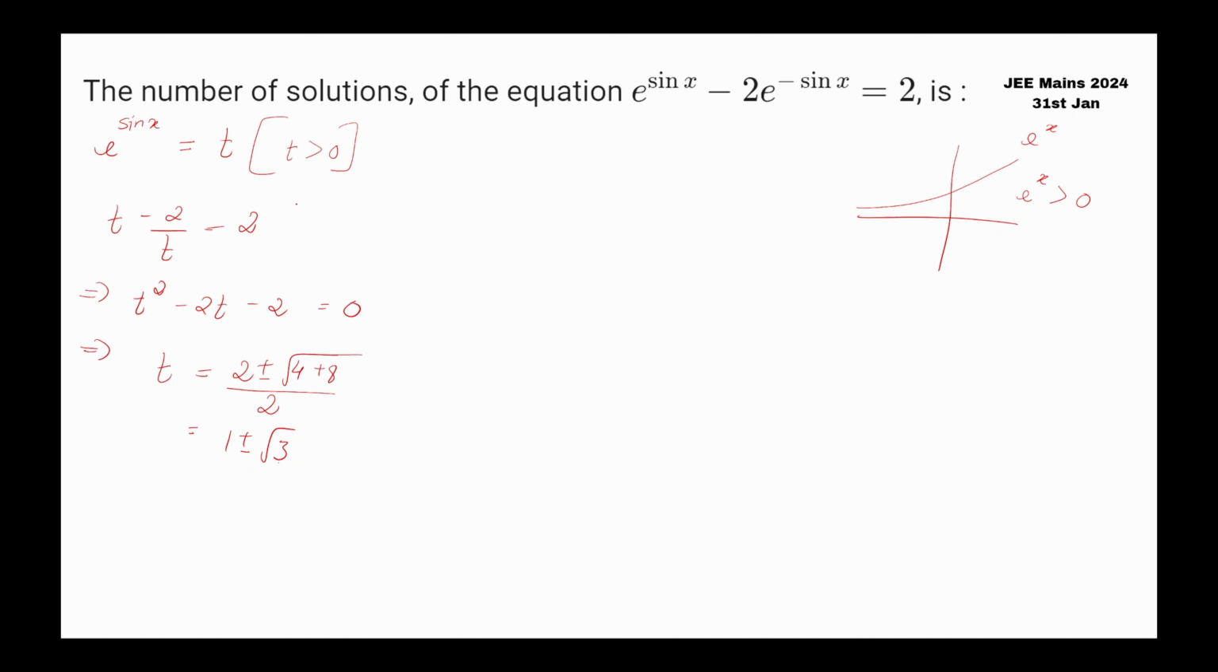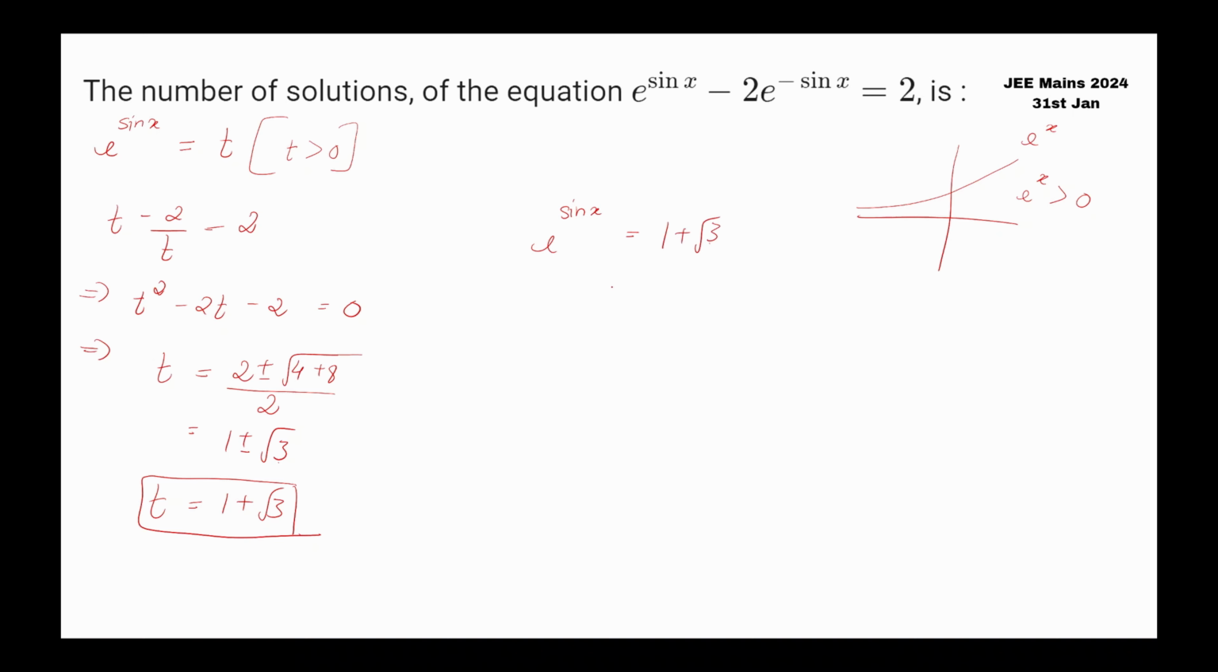Now of course I know that t always has to be greater than 0, and root 3's value is 1.732, something like that. Since it is greater than 1, I cannot take the value 1 minus root 3. It would become negative, and t cannot be negative. So the only possible value is t is equal to 1 plus root 3. That means e to the power sin x is equal to 1 plus root 3.